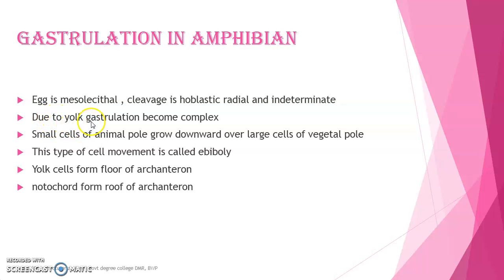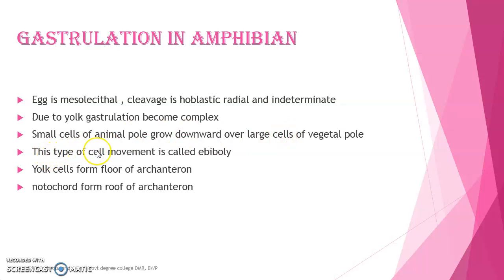Due to the yolk, the gastrulation becomes a little bit more complex as compared to amphioxus and fishes. The small cells of the animal pole divide more rapidly as compared to the vegetal pole, because the vegetal pole has a large quantity of yolk as compared to the animal pole. So the animal pole has small cells and the vegetal pole has large cells. Small cells are called micromeres and the large are called macromeres.